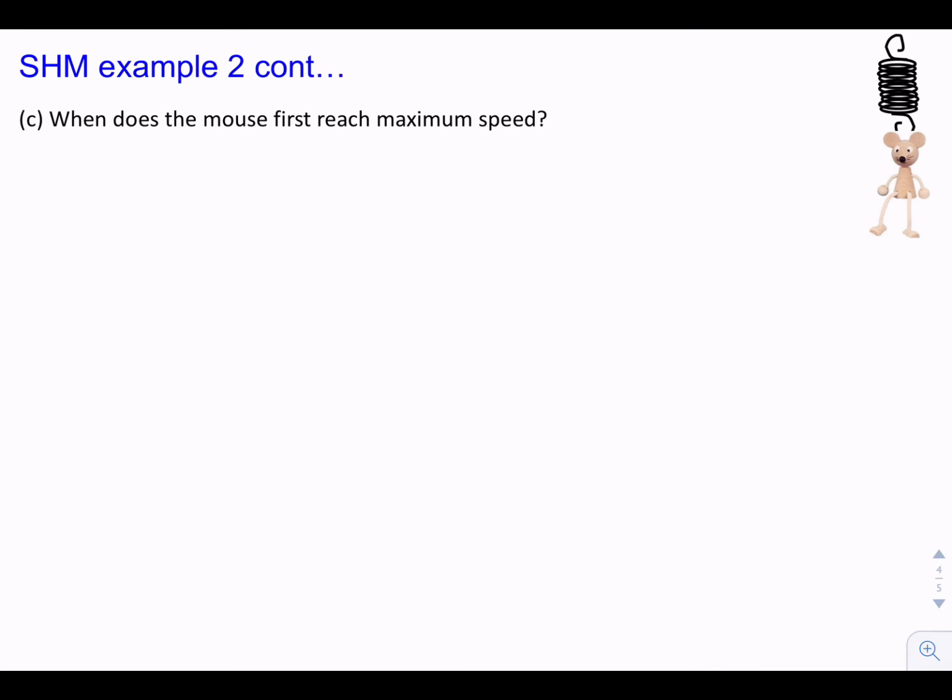And the last part of this example asks, when does the mouse first reach maximum speed? Again, let's write down our useful equations. We've got the position versus time function, A cos ωt, and you may recall from the previous video that the velocity versus time is equal to minus Aω sin ωt.